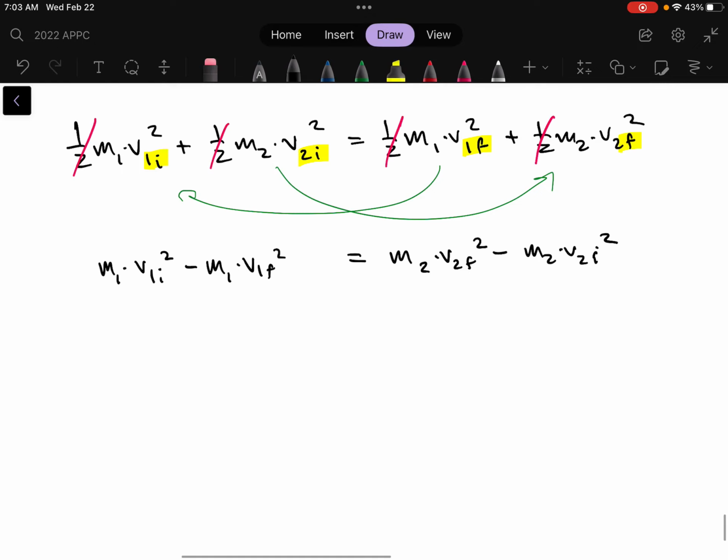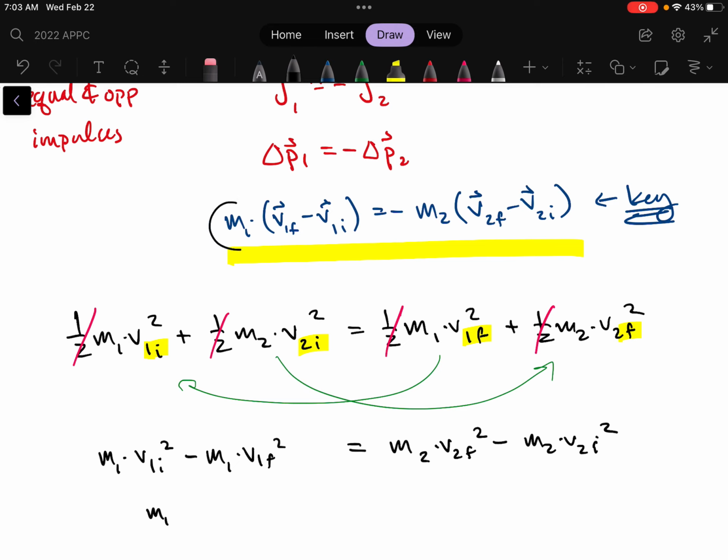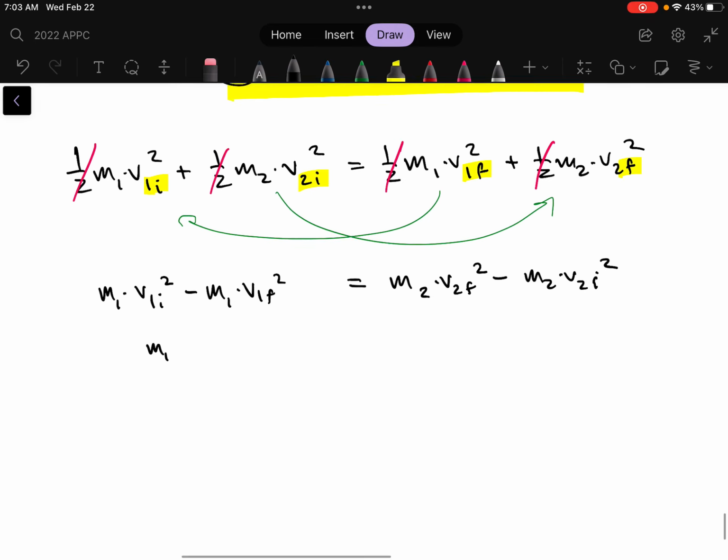Now comes the tricky part. I'm going to go ahead and factor out the m1, because looking back at this, we've got the m1s outside of some v1s and v2s, so let's see if we can get something that looks like that.